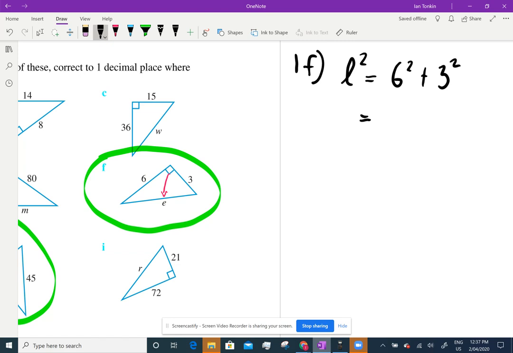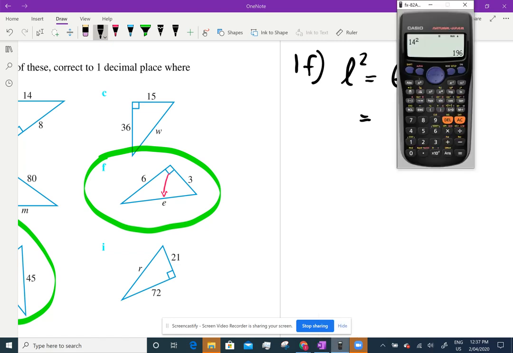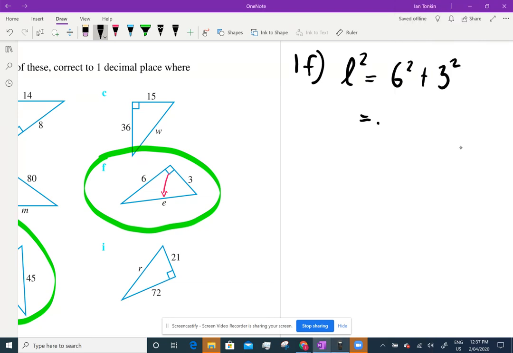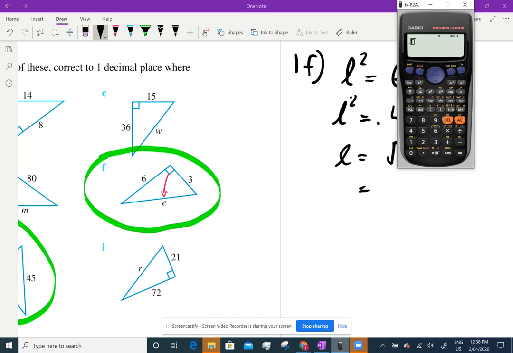And then I use my calculator, and I do this all in one go. 6 squared plus 3 squared, 45. So L squared equals 45. Therefore, L equals the square root of 45. And again, I do that on my calculator. Square root 45. 6.70.